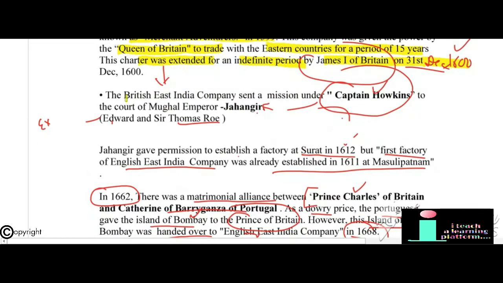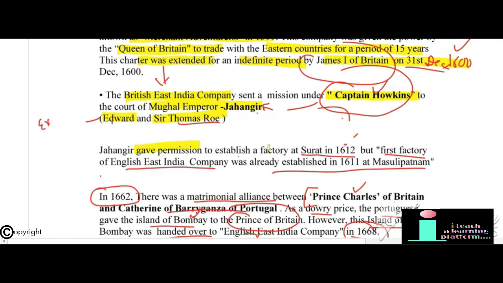The English East India Company sent a mission under Captain Hawkins to the court of Mughal Emperor Jahangir, who was the son of Akbar. In chronological order, the missions sent by the British were: first Captain Hawkins, second Edwards, and third Sir Thomas Roe.